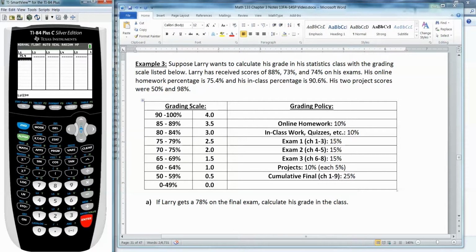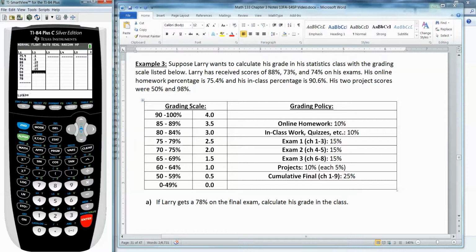75.4. The in-class work, the student had a 90.6. And yes, by the way, this is actually a real student. His name has been changed to protect his innocence. All right, so 73, 74. And then the two projects, there's two of them, so 50 and 98. And then the final exam, which they got a 78 on. So this is worth 0.10, 0.10, 0.15.